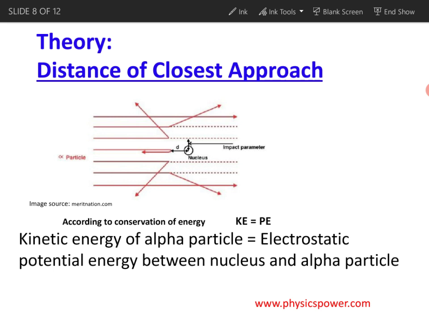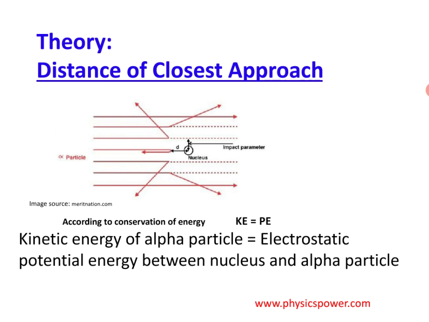So according to the conservation of energy, we can say the total kinetic energy is converted into potential energy at a particular place. Okay, so the kinetic energy of the alpha particle is totally converted into electrostatic potential energy between the nucleus and the alpha particle. So with that, the alpha particle came very close to the nucleus. How much distance it can come is called the distance of closest approach. For that he did one derivation also. Let us see that one.